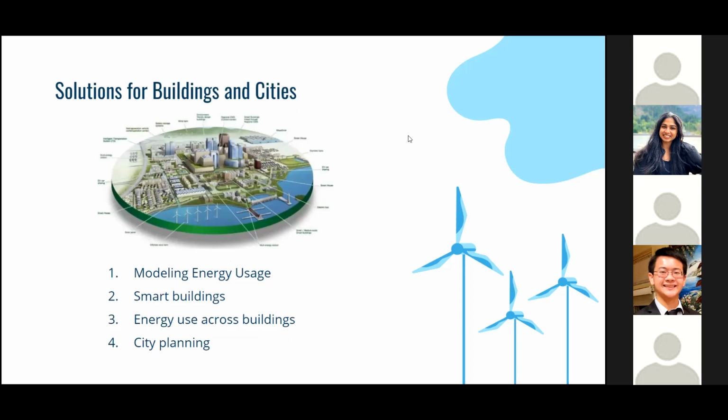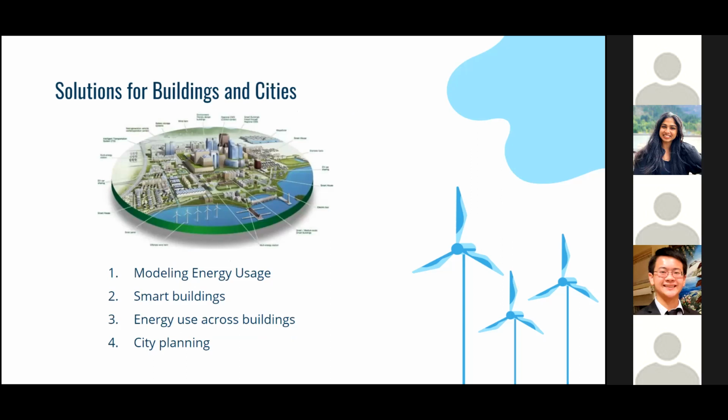And then the next is solutions for buildings and cities. So we did run out of time a little bit, but just to talk about some of the other stuff that was talked about in the paper. Modeling energy usage in buildings definitely is something that's important. And we talked about using regression in modeling these.